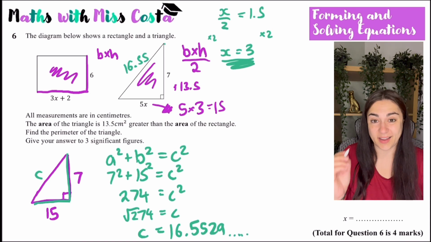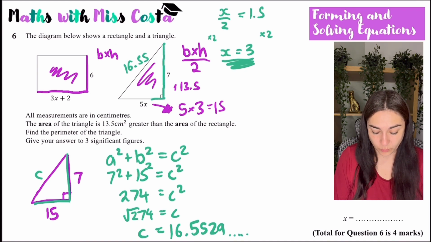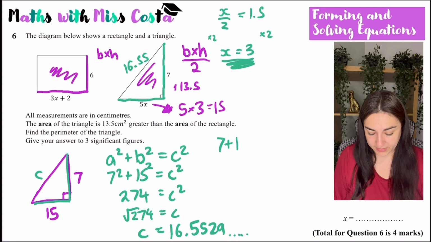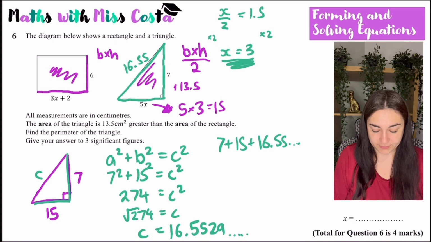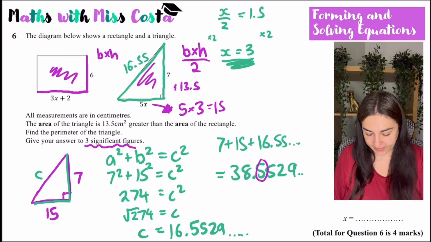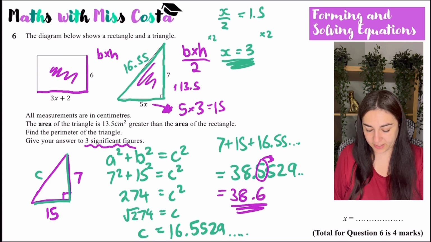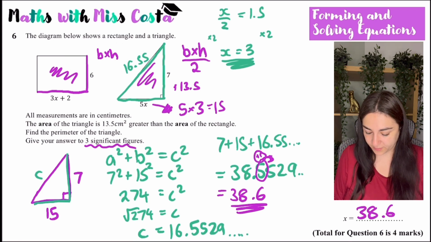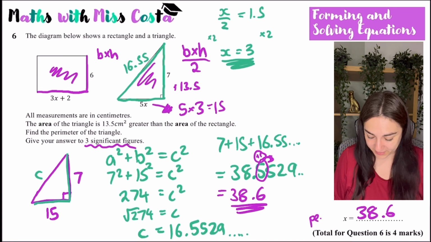Now I need the perimeter. So the perimeter is just the distance around the outside of the shape. Imagine you're just a guard walking around the perimeter. So I'm going to do 7 plus 15 plus 16.55. So I add all those values together, and I'm left with 38.5529. It says give your answer to 3 significant figures. So I'm going to round this digit, so that would be 38.6. I circle the digit, look next door. If it's more than 5, then I'm going to round it up. So the answer is 38.6. Oh, well, that's supposed to say the perimeter.